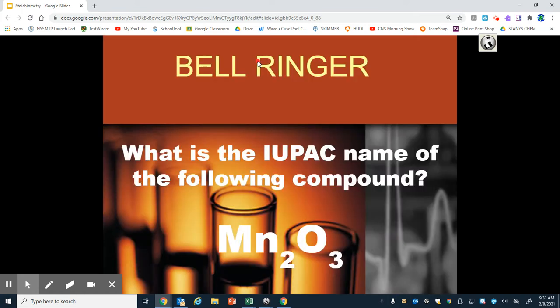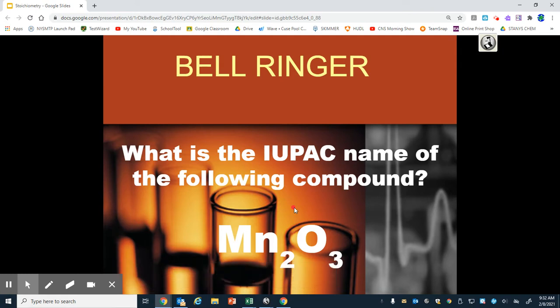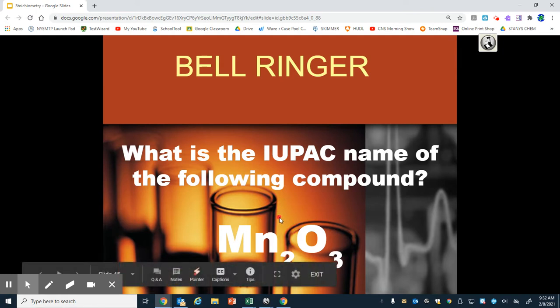Okay? All right, so first things first, what's the IUPAC name of the following compound? I will give you a hint. The compound has a transition metal in it. I will ask you this on Edpuzzle, but Mn is manganese, O is oxygen, so it's manganese oxide. Because it has a transition metal in it, it's not going to be covalent, it's going to be ionic. And because it has a transition metal, we have to have the Roman numeral for its oxidation number. So in this case, it'd be manganese, Roman numeral 3, oxide.